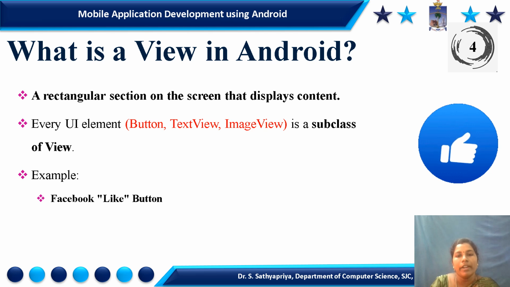Every UI element is a subclass of a view. Think about the Facebook like button. It is a UI element that the user taps to like a post. This button is actually a subclass of the view class. It has properties like size, position, color, and click behavior, all managed by the view class only.